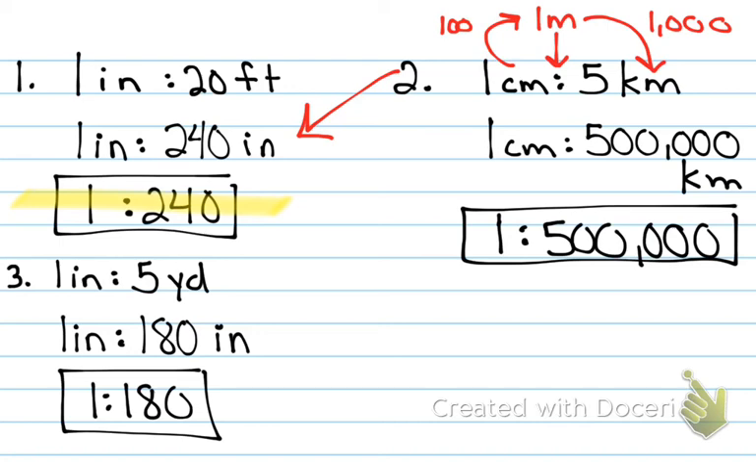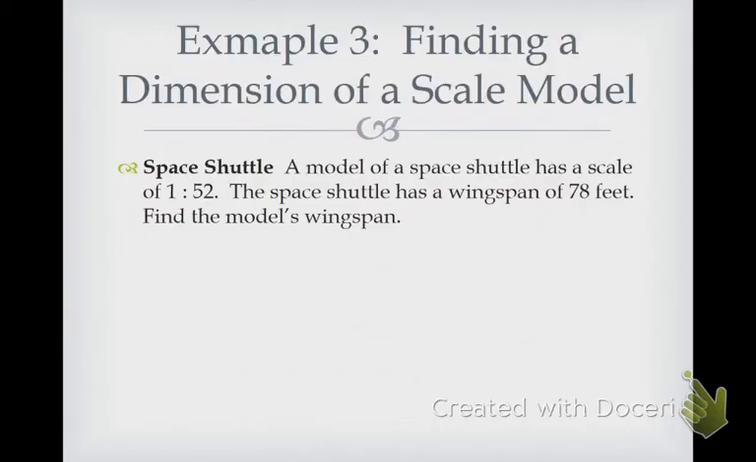Now, one more example. Okay, and for example 3, all right, it says a model of a space shuttle has a scale of 1 to 52. The space shuttle has a wingspan of 78 feet. Find the model's wingspan. Well, here's the question I have. It says 1 to 52, but it doesn't tell me if it's inches or feet or anything. So what does that mean if there's no label? It means that they're the same unit.